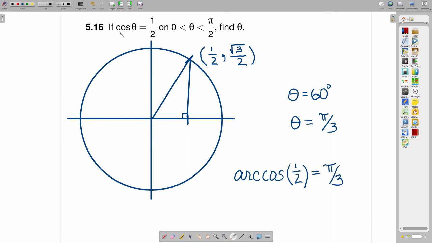So instead of stating the problem in this fashion, it's the same as finding the arc cosine of 1/2, which says what angle has a cosine of 1/2.